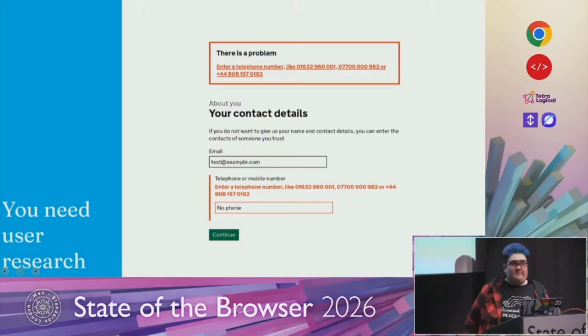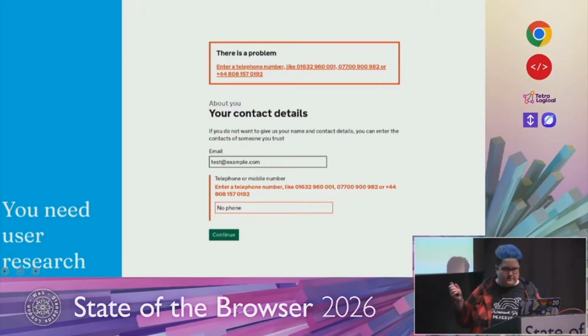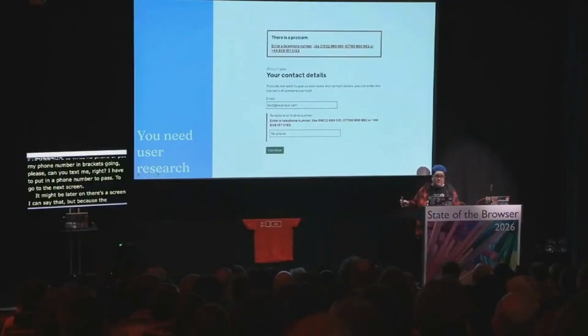This is to make a complaint about something. It asks you to put in your contact details, so you can put in your email and your phone number. There is no way on this form to tell the form you don't have a phone, or you don't want to use a phone, or you can't use a phone because you're deaf, or because you're neurodivergent and can't use phones. So I have tried here to write no phone, or I might try putting my phone number and then in brackets going, please only text me. I have to put in a phone number to pass to go into the next screen. It might be later on there's a screen where I can say that, but because government likes to do this one question per page, you don't know that at this point, right?